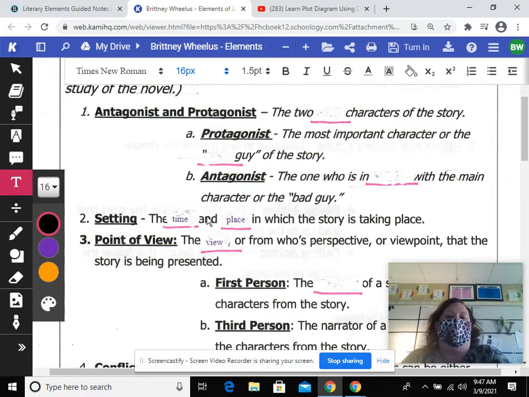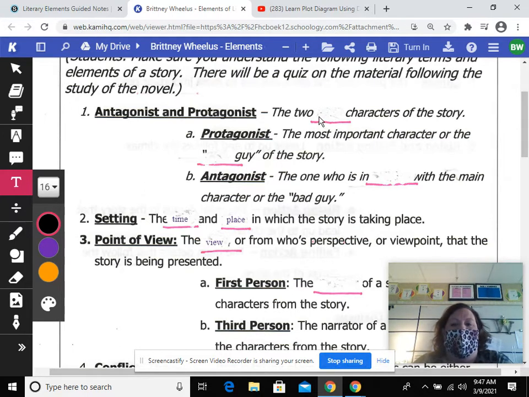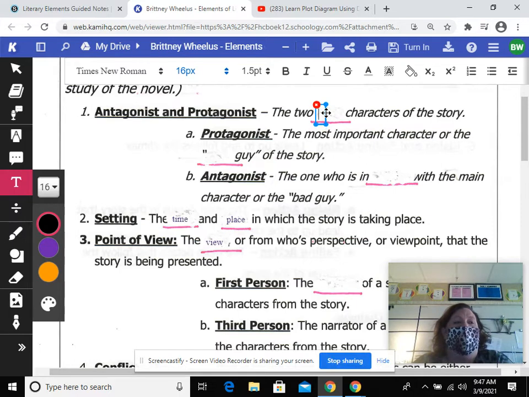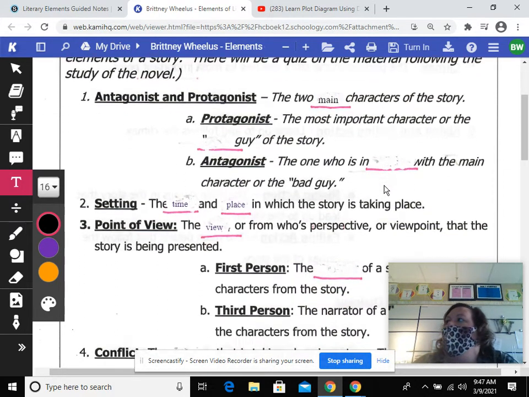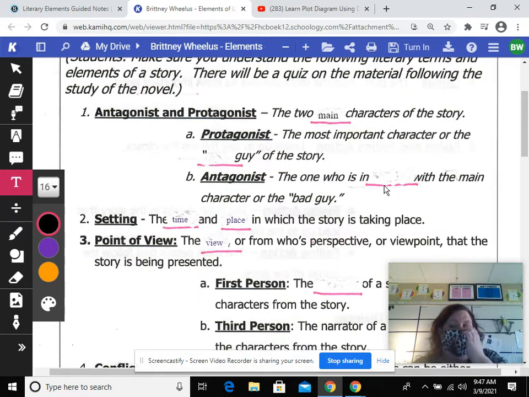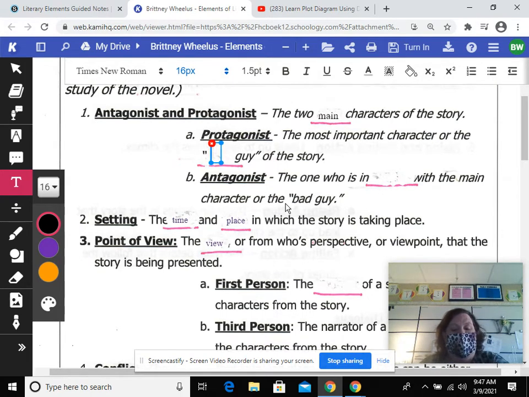All right, the antagonist and protagonist of a story. The two main characters of the story are the antagonist and the protagonist. Now, the protagonist is the good guy of the story. So, who would you think would be the protagonist in Old Yeller? Travis. Okay, and Old Yeller.